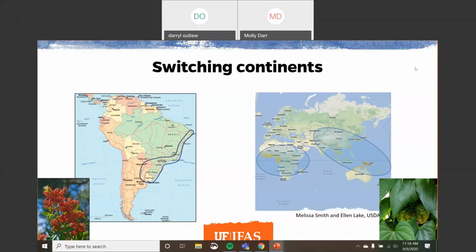So, okay, we're going to switch continents. We're going to go down to South America now. So Brazil actually gets all the credit for this tree, but it's actually native to Brazil, Uruguay, Paraguay, and a little bit of Argentina, but it's called Brazilian pepper tree. So let's go down there and check it out. All right, next.